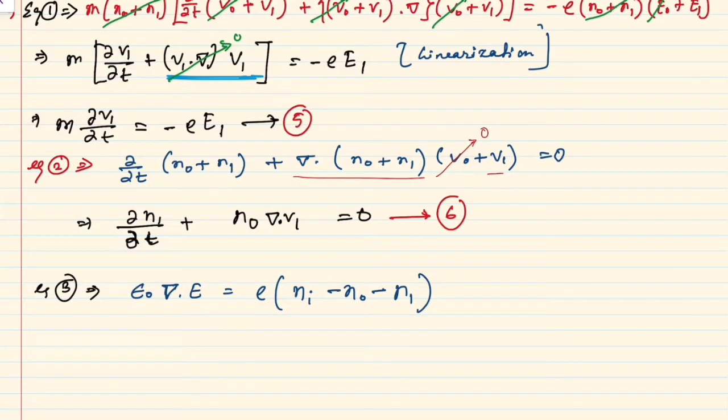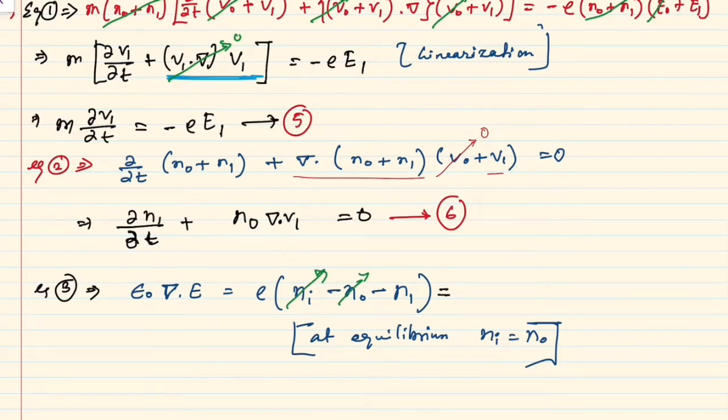So now you see at equilibrium Ni is equal to n naught. I have already mentioned this thing, so these two will be cancelled. As a result we will get, so this is equal to minus e n1. This is, suppose, equation number 7.